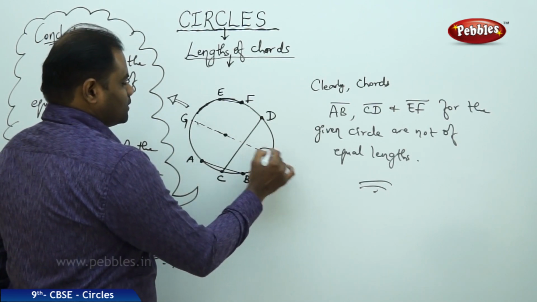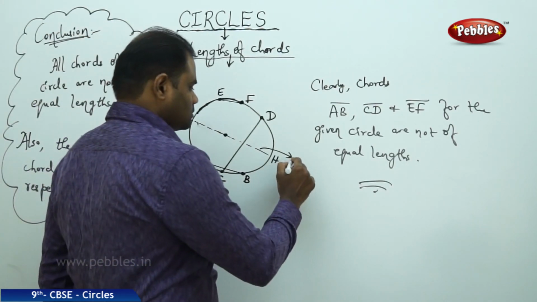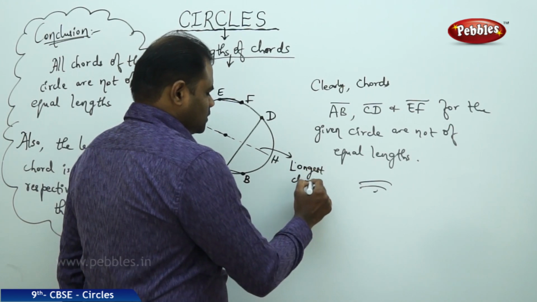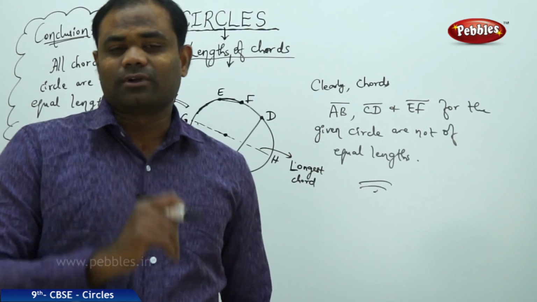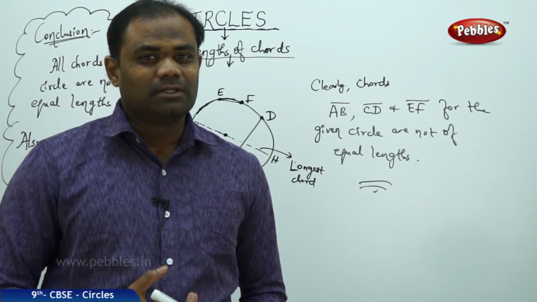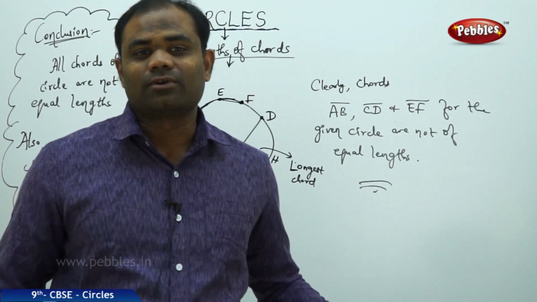So here the diameter will be the longest chord. So any chord which passes through the center will be the longest chord, its length being the maximum. And therefore, we have also seen that the diameter is the longest chord in the circle.